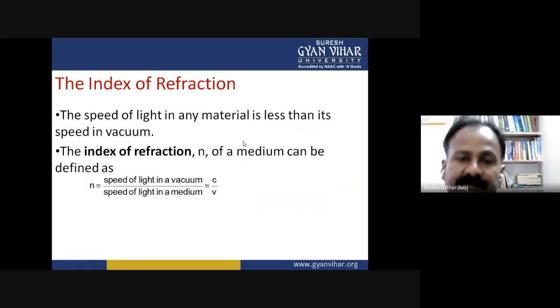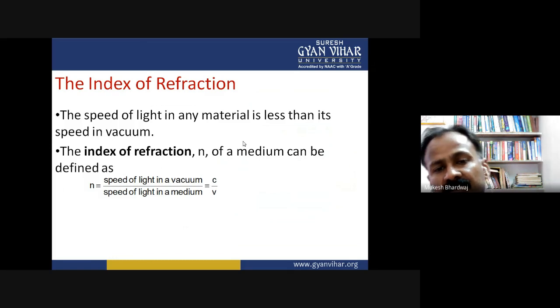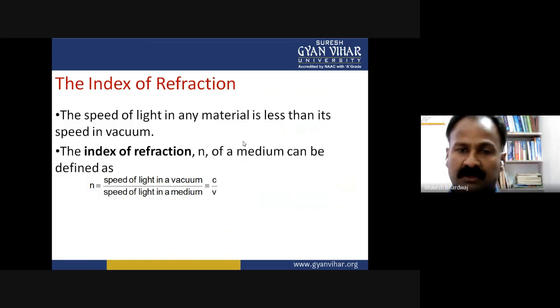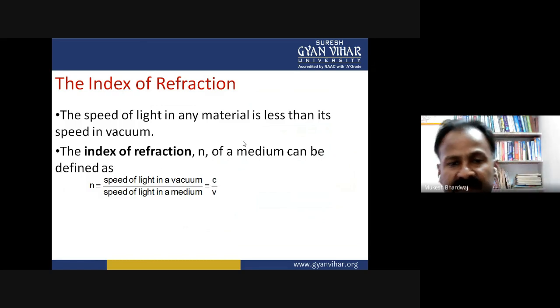The fact that the speed of light varies from medium to medium has an important effect on the wavelength of light. When a light ray enters a medium, its wavelength changes. The relationship is: wavelength in a medium is equal to wavelength in air upon the index of refraction, that is n. Thus, in a denser medium, the wavelength decreases.